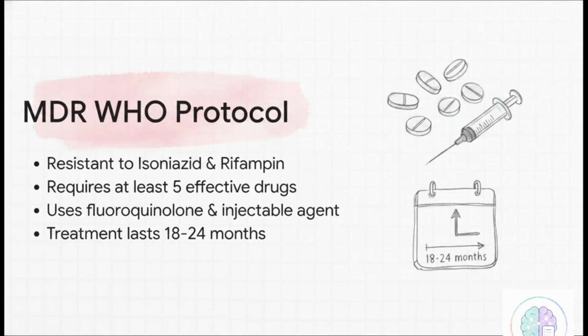So the crucial question is, what exactly earns a strain the MDR label? Well, the strain must be specifically resistant to both isoniazid and rifampin. And the World Health Organization protocol for this, it is grueling. It requires the use of at least 5 effective drugs initially, including a fluoroquinolone and an injectable second-line agent. Plus, the overall treatment duration jumps from that standard 9 to 12-month window we just talked about up to a massive 18 to 24 months.